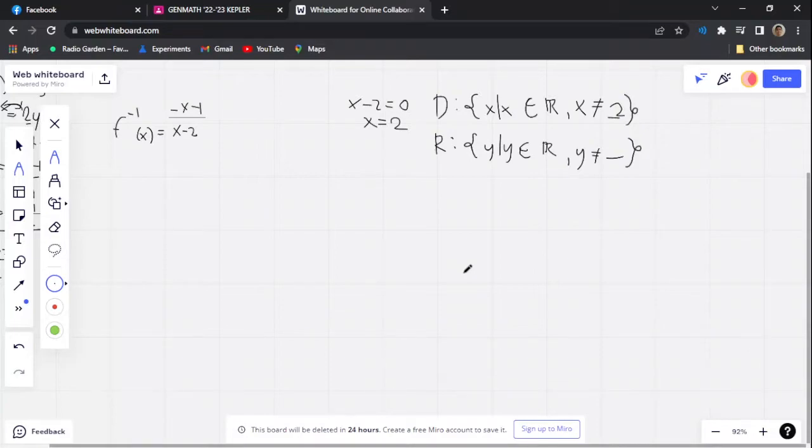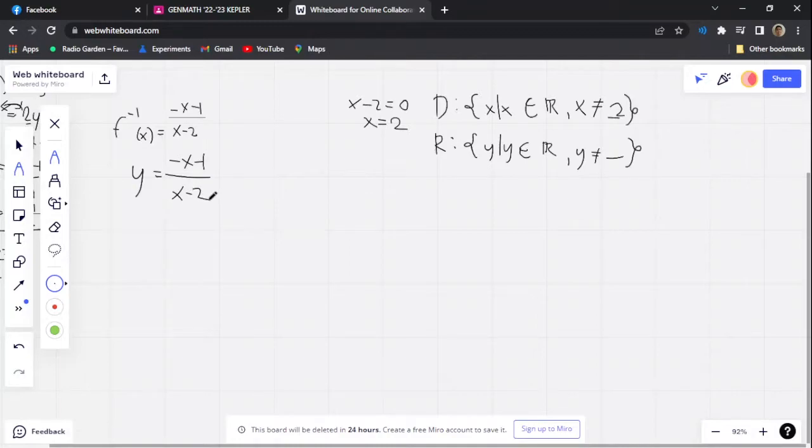So, for the range. The range is already in the domain of the given function. To check if it is true, let us solve for the range. Just like what we did earlier, we solve for y in terms of x. So we would make f negative 1 of x to y. So y is equal to negative x minus 1 over x minus 2.